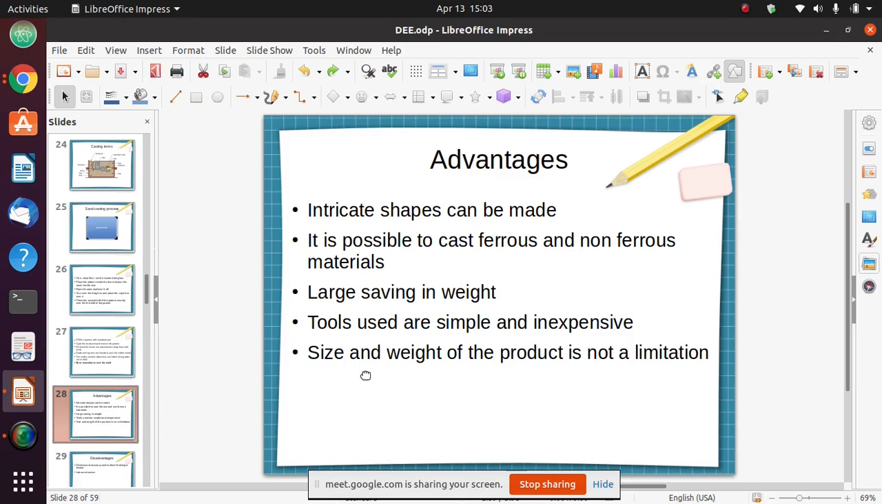A shovel, ile ya kuchukua mchanga unajaza kwa hiyo box. Yeah? Size and weight is not a limitation. I can make a casting as heavy as a car. I can make a casting as tiny as my phone. It does not matter. That is the advantage of sand casting.